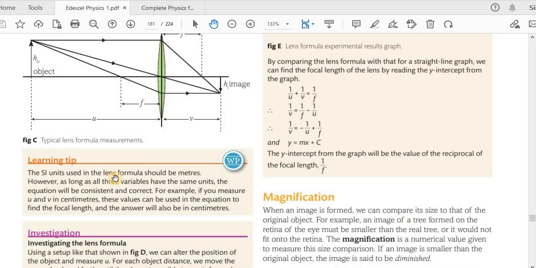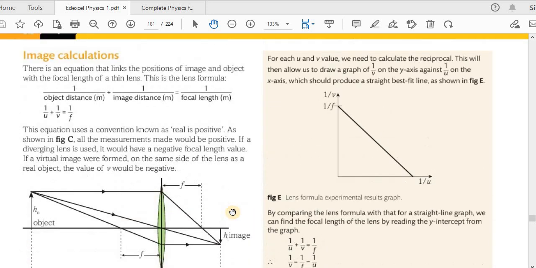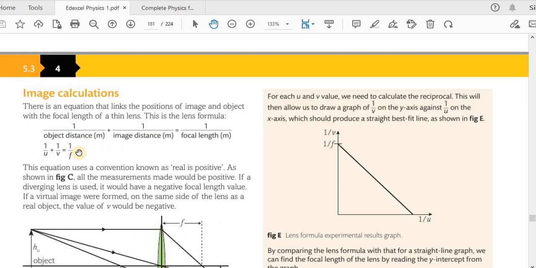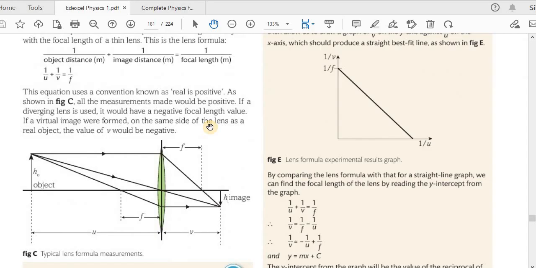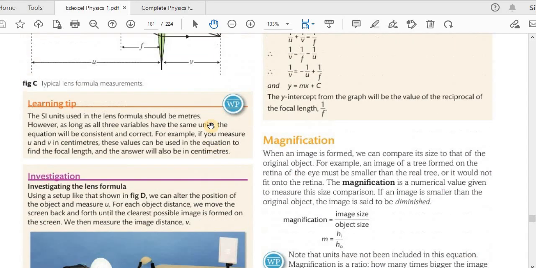The SI unit used in the lens formula should be meters. However, as long as three variables have the same units, the equation will be consistent and correct. For example, if you measure U and V in centimeters, these values can be used in the equation to find the focal length, and the answer will also be in centimeters. What that means is, if you have everything here and here in centimeters, the answer to this also will be in centimeters, unless you convert it afterwards.